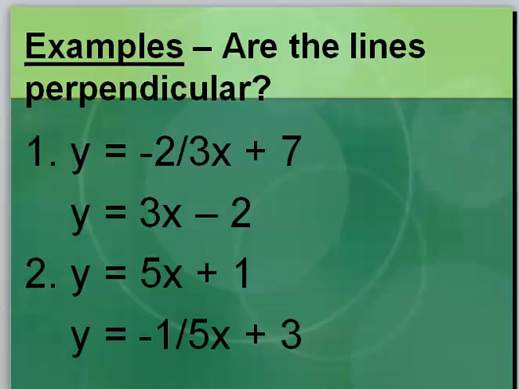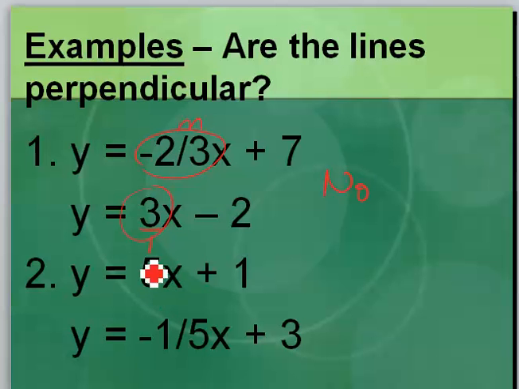The next section says, are these lines perpendicular? And you're given the equation of the line. We're going to find the slope and compare those to see if they're opposite reciprocals. Number 1, this is in y equals mx plus b, so my slope is right next to x. The slope of line 1 is -2/3. The slope of the second line is positive 3 over 1. These are opposites, one's a negative, one's a positive, but they are not reciprocals. The reciprocal of 2 over 3 would be 3 over 2. So no, these are not perpendicular.